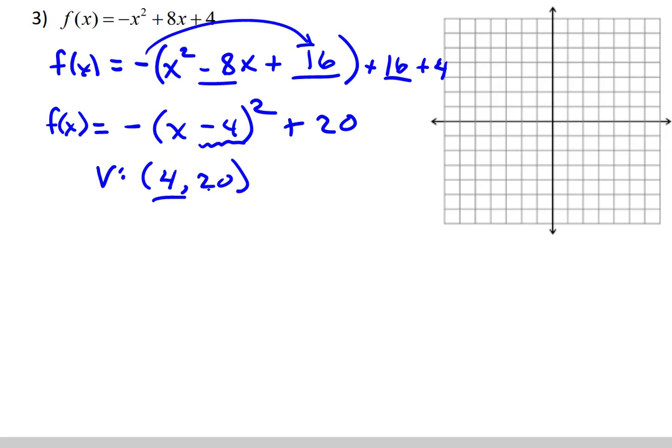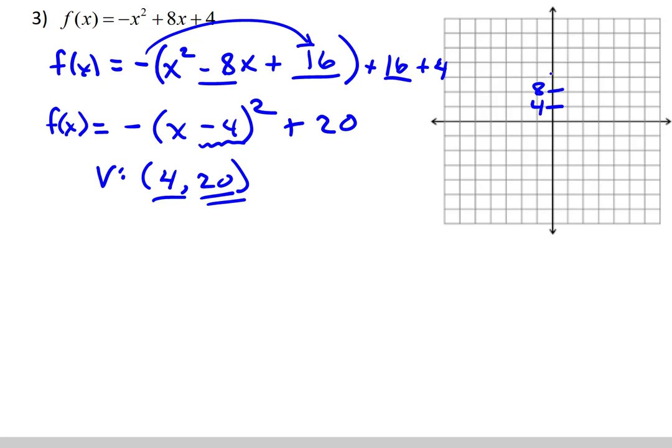So if we go by 4s, that means every grid mark is going to be 4, so we'll call that 4, 8, and so on. That means 5 grid marks would give me up to 20, which is how high I have to go to plot this vertex.